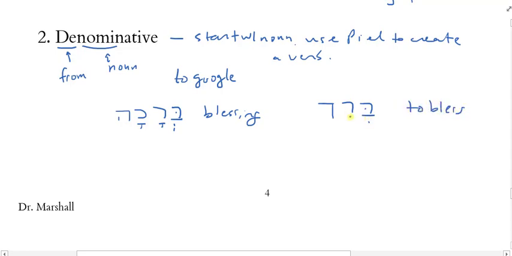And the normal way to point this would have been something like this. Sorry, that cough is a little funny. So, berech. Berech. What's going to happen here? Resh, can that take a dagesh forte?